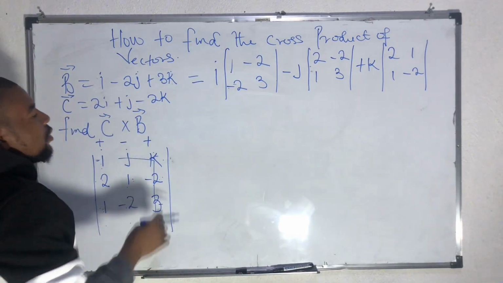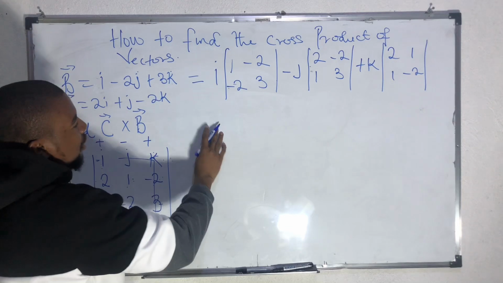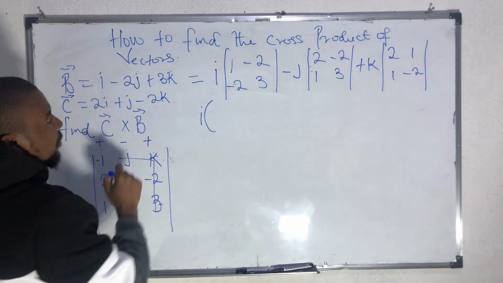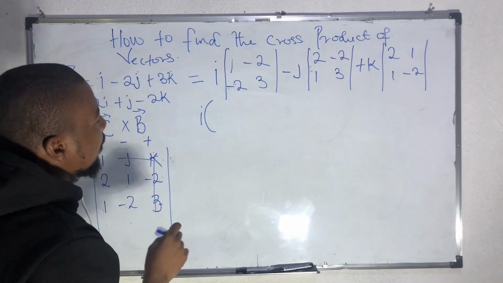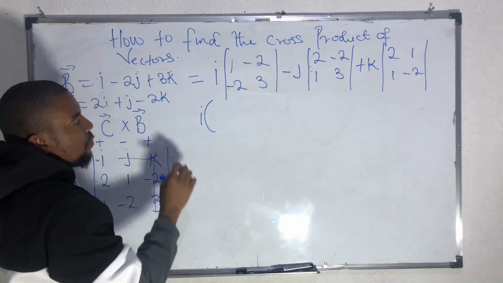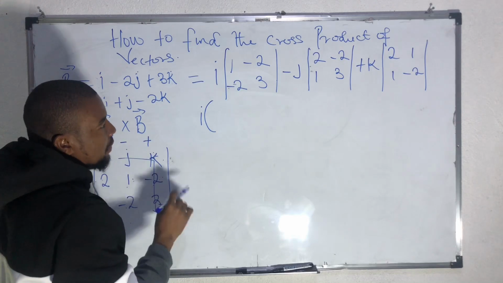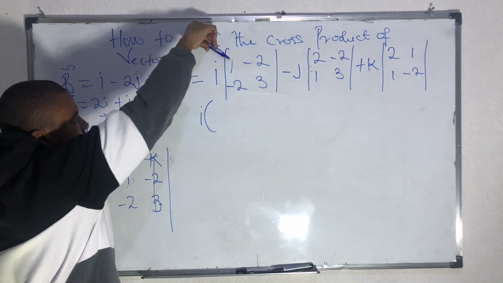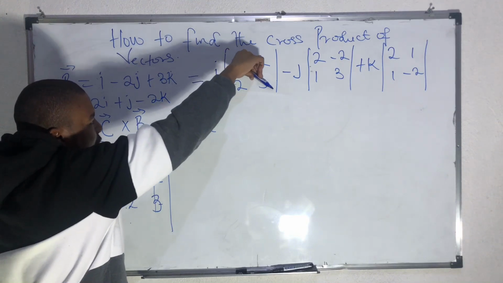To simplify this further, you write your i. Open your bracket. What do you do next? You subtract the minor diagonal from the major. Let me explain what I mean. This part here is your major diagonal.